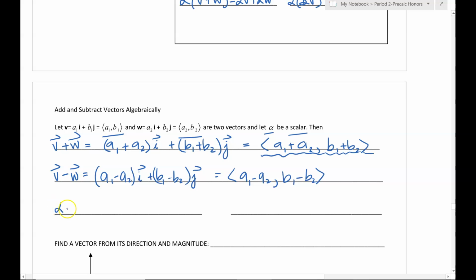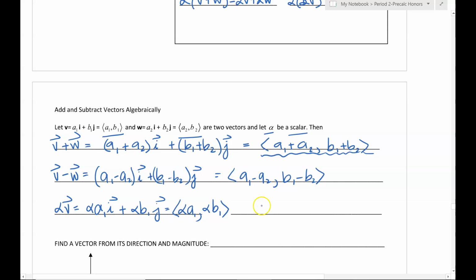How about alpha times vector v? Well, we kind of saw this earlier in the previous definition. We get alpha times a1 in the i direction, then alpha times b1 in the j direction. Now let's say alpha is 2, then it's 2 times a1, twice the length of a, and 2 times b1, twice the length of b.